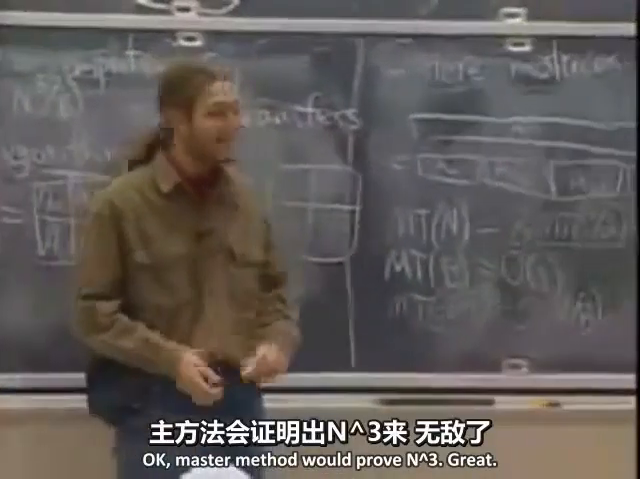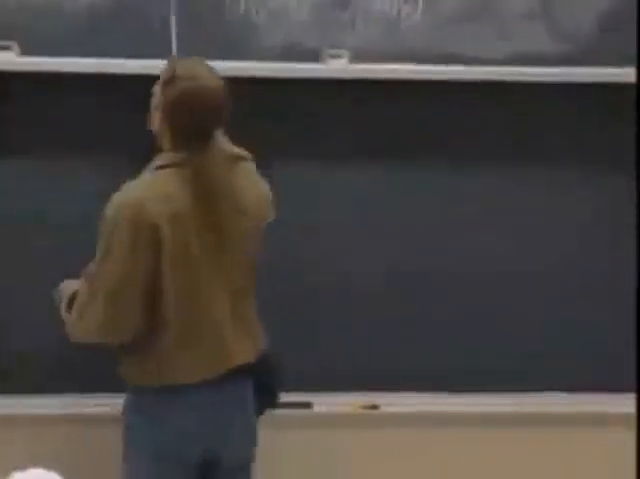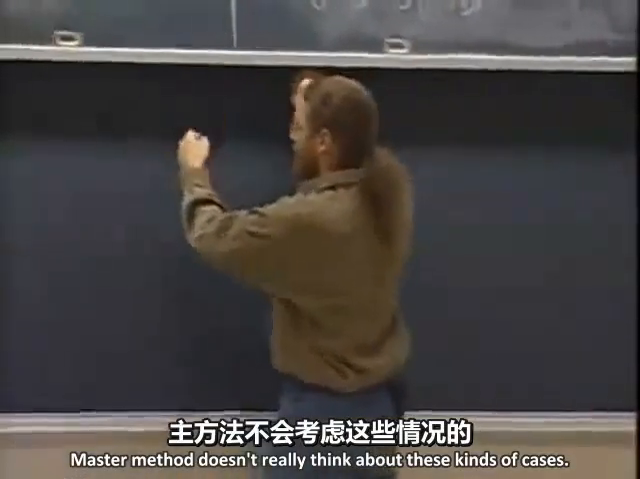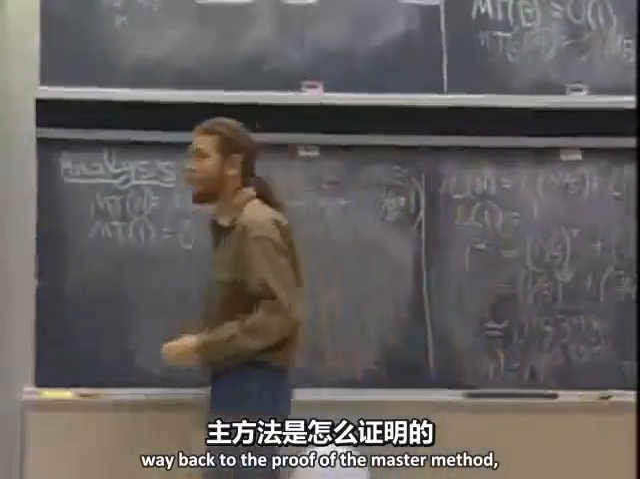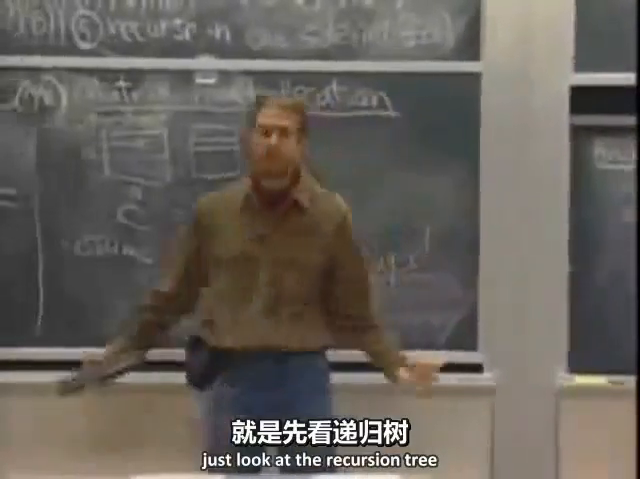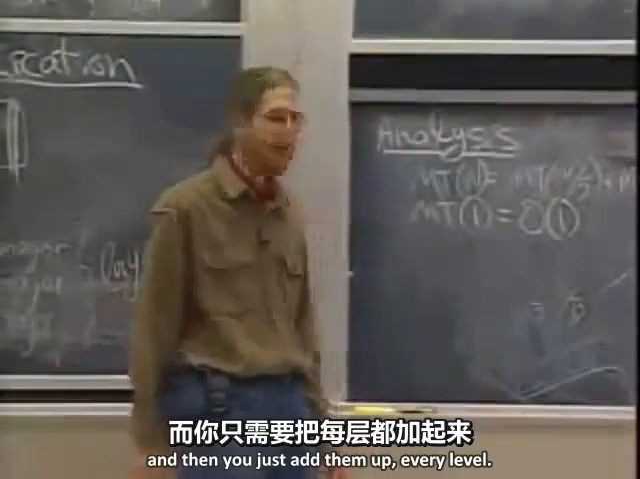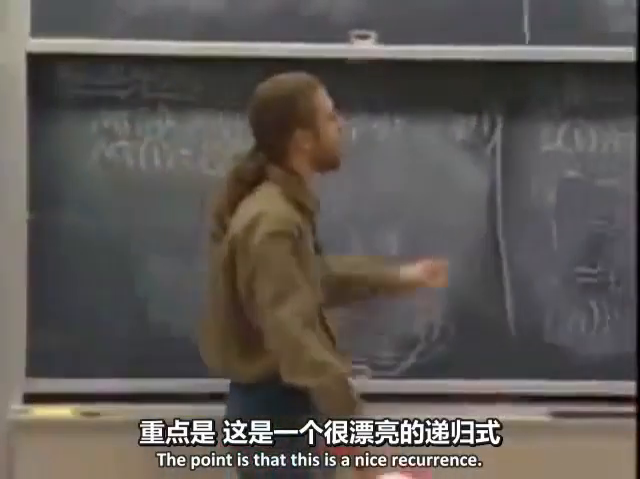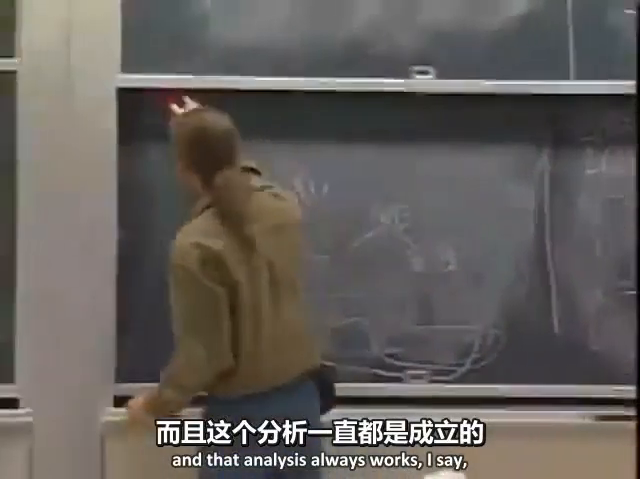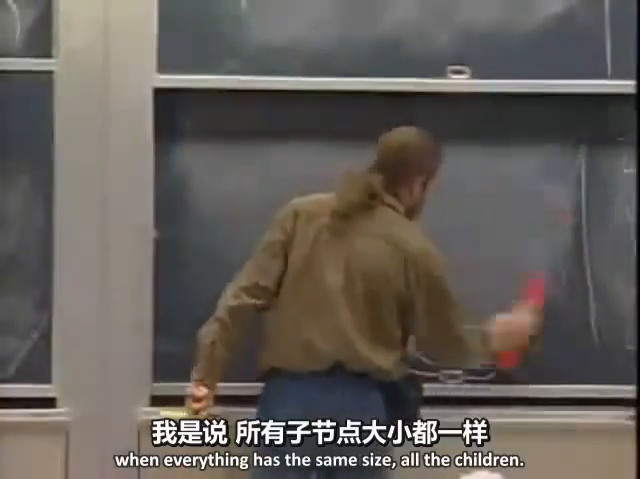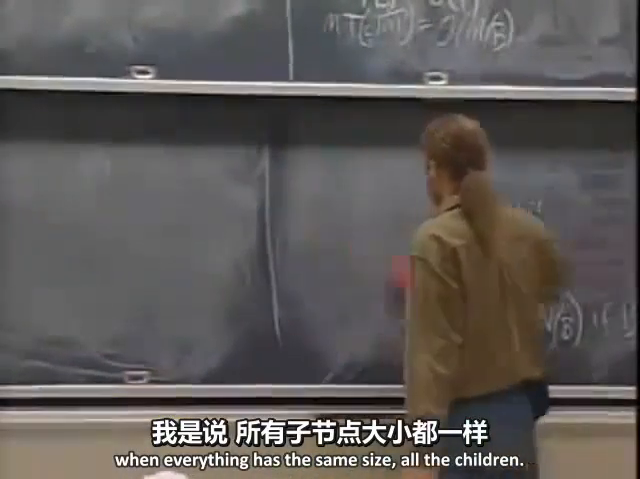Master method would prove n cubed. Great. Master method doesn't really think about these kinds of cases. But with recursion trees, if you remember way back to the proof of the master method, just look at the recursion tree as geometric up or down, or everything is equal, and then you just add them up, every level. The point is that this is a nice recurrence. All of the subproblems are the same size. And that analysis always works, I say, when everything has the same size. All the children.